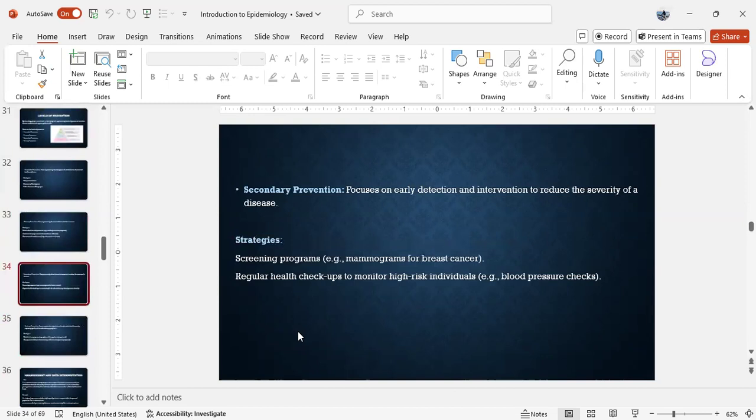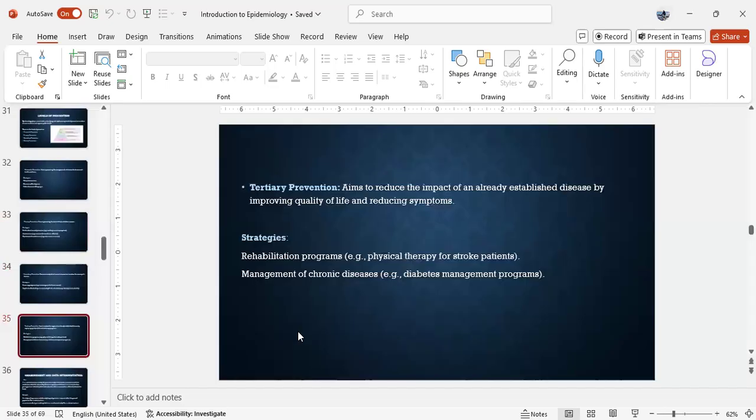Secondary prevention focuses on early detection and intervention to reduce the severity of a disease. The strategies involve screening programs, for example mammography for breast cancer, and regular health checkups to monitor high-risk individuals, for example blood pressure checks.